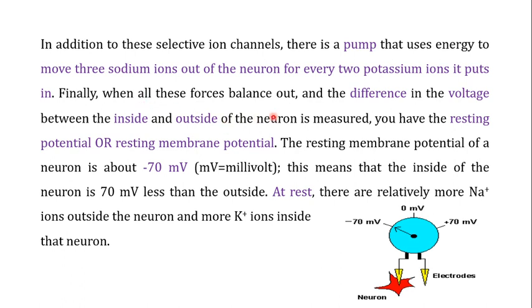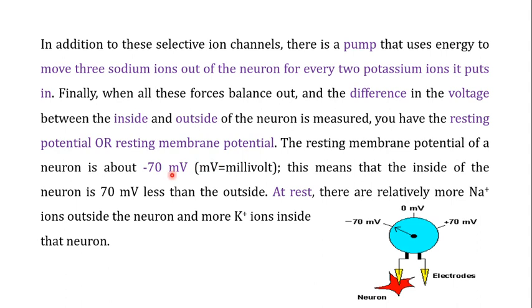Now finally, when all of these forces balance out, the function of the sodium potassium pump and the selective permeability of the cell membrane, the difference in the voltage between the inside and outside of the neuron, when that is measured, you have the resting potential, and this resting potential is also known as the resting membrane potential. And the resting membrane potential of a neuron is about minus 70 millivolt.